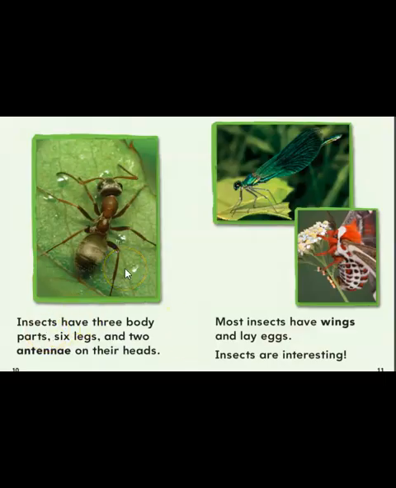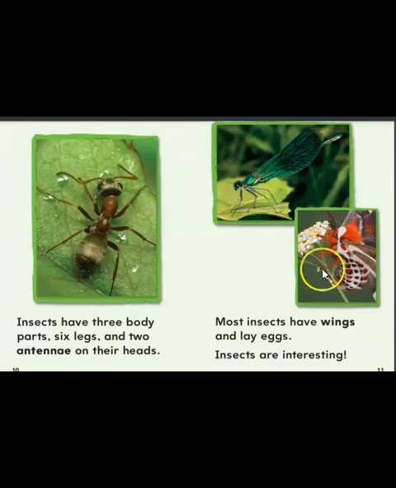Good job, readers. Some key ideas are that insects have different body parts, 6 legs, 2 antennae on their heads. Most of them have wings. Good job.